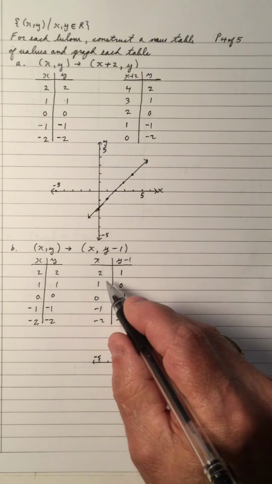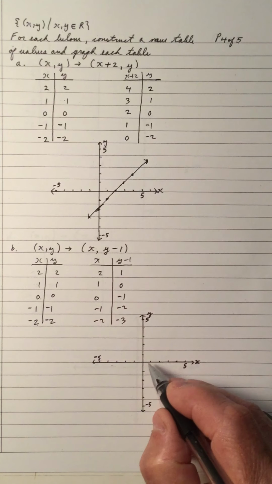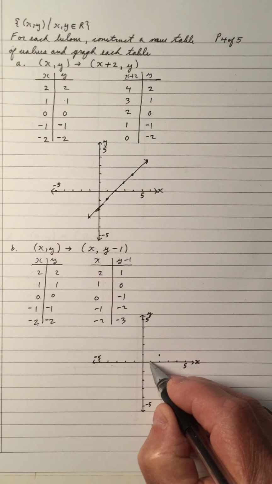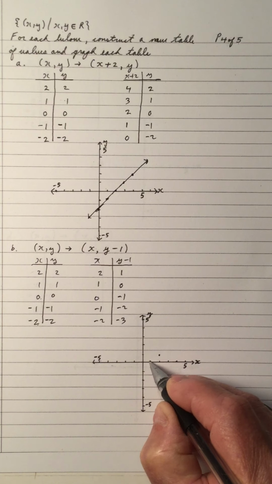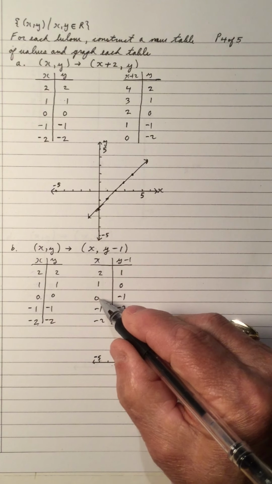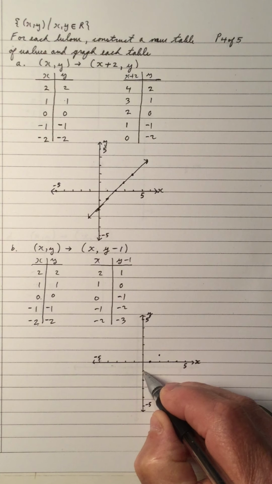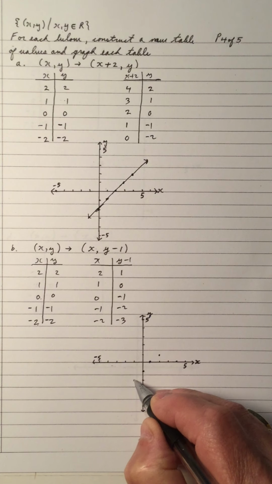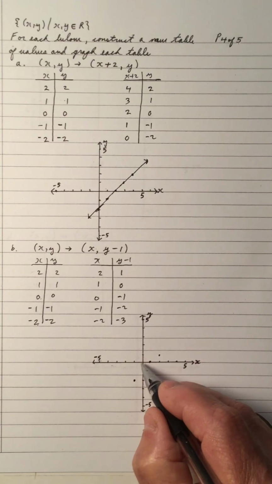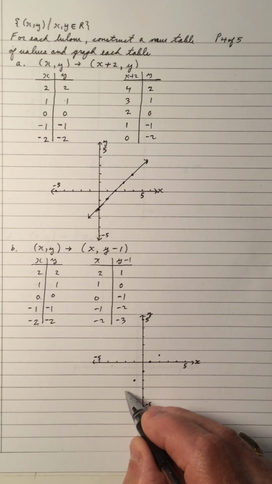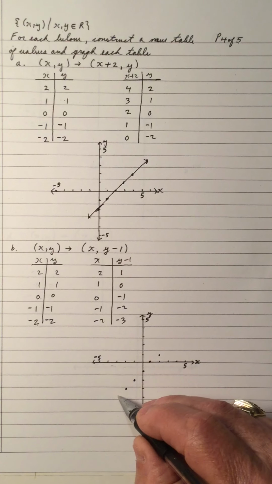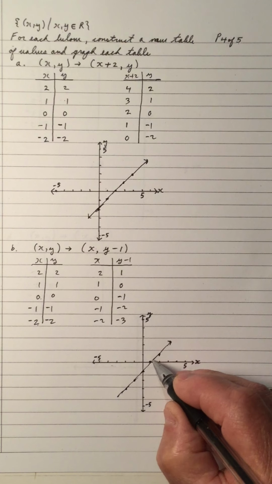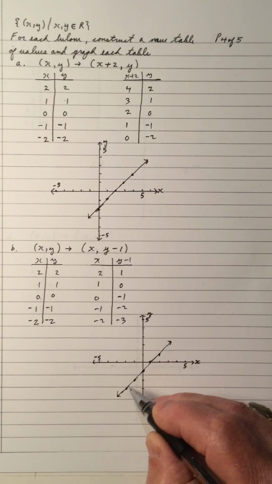And again, we plot all these ordered pairs. X is 2, y is 1. X is 1, y is 0. X is 0, y is negative 1. X is negative 1, y is negative 2. X is negative 2, y is negative 3. And again, we're graphing the ordered pairs, so we have to shade in. And if they were integers, they would only be dots.